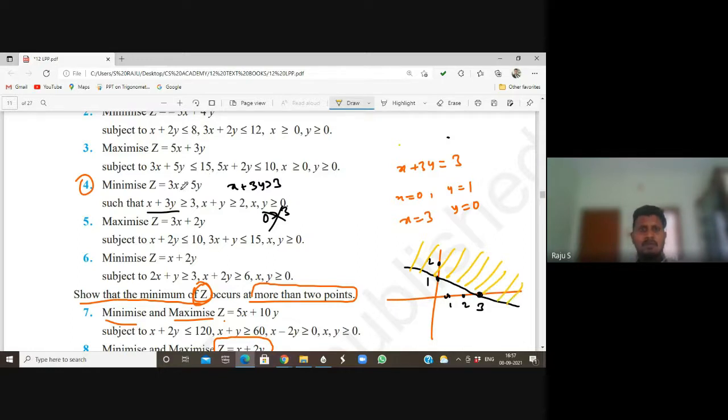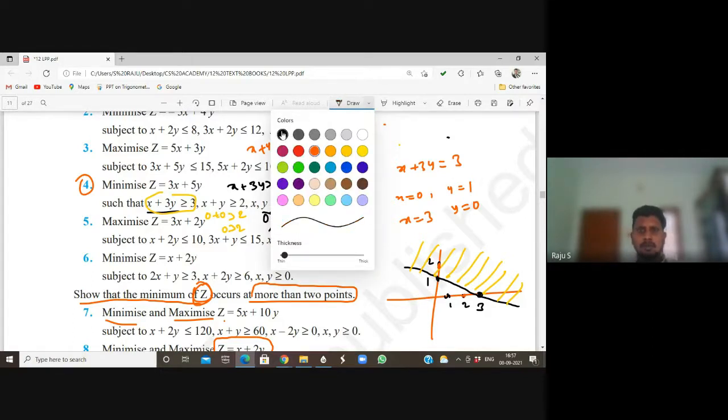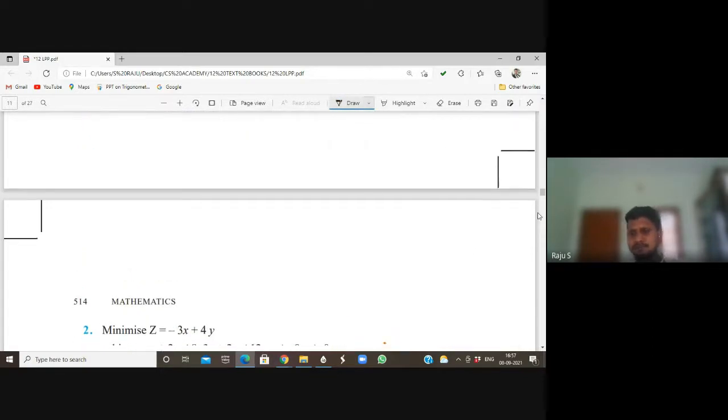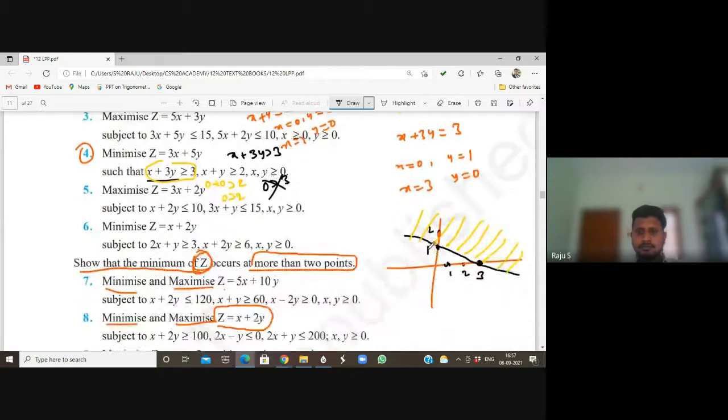From the first inequality. Coming to the second one, x plus y greater than 2. Here also, if you substitute 0, 0, is 0 greater than 2? No. Okay, fine. First I am going to take x plus y is equal to 2. When x is equal to 0, y value is 2. Y is equal to 0, x value is 2. So nothing but 2, here 2. You can join these 2 points by a line.